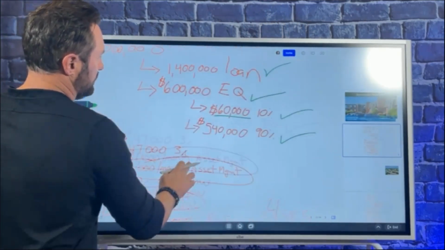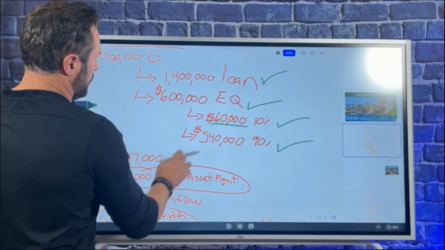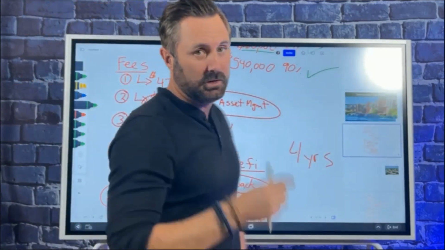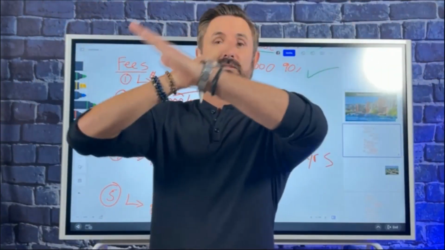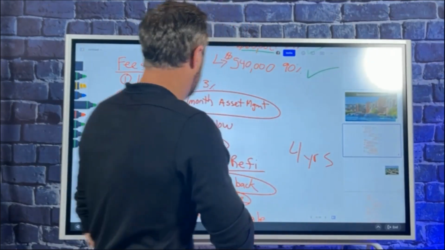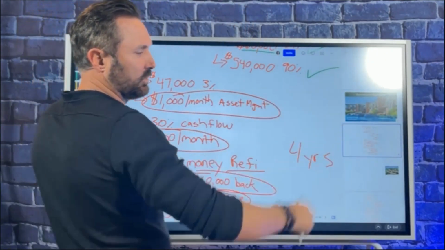$47,000. $60,000 in, $47,000 out day one. The minute we closed escrow, the money just passed itself in the sky. So I had $13,000 in physical cash in the deal.